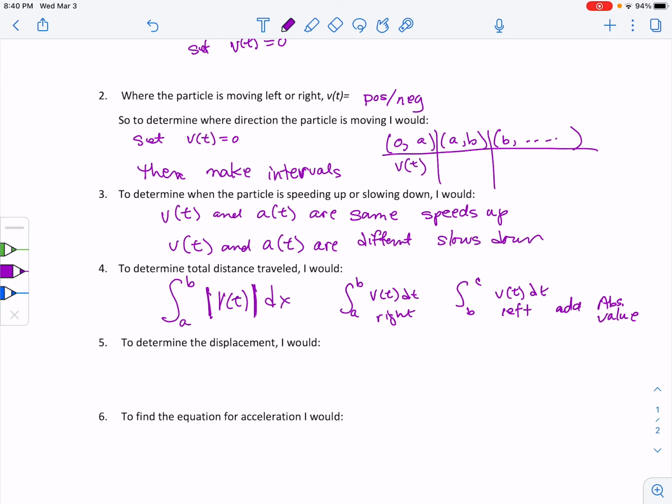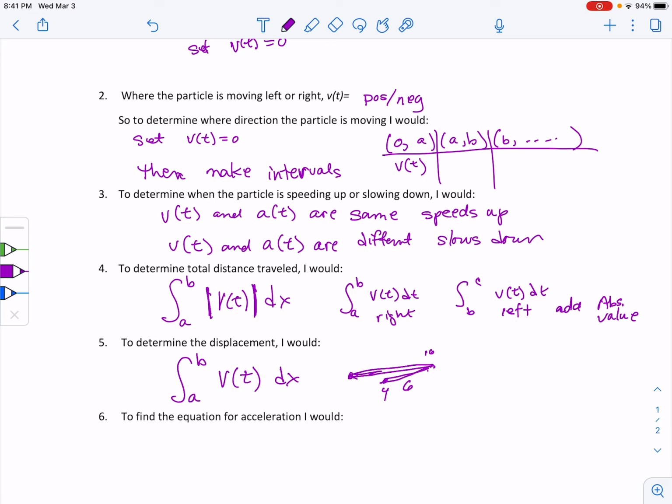To determine displacement, you can just integrate from a to b of velocity, and it will take care of your pluses and minuses, right and left. Because if I started here at 0 and I go over here to 10, and I come back to 4, my displacement is only here. I went 10 in this direction, 6 that direction, I end up at 4. The integration will take care of your displacement.